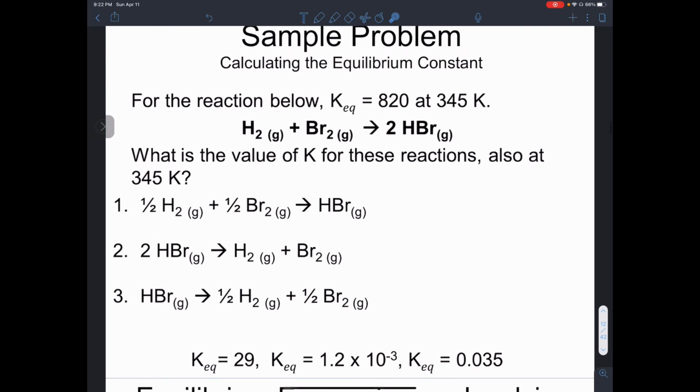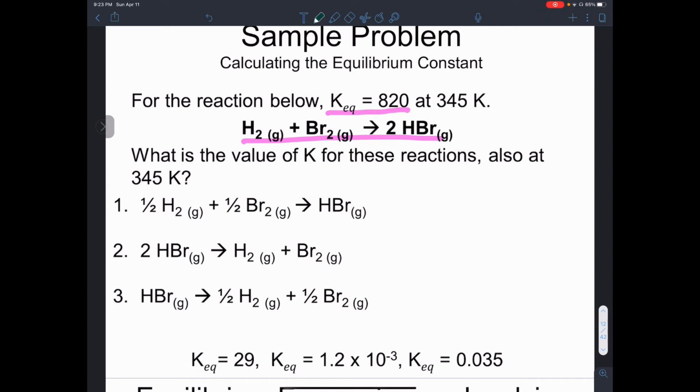So we start out with an equation that's given, and the KEQ value for that specific equation. Now we're asked, what if the equation was to change in the following ways? How would we handle it? Well, which one of these looks easiest? My eyes are drawn to number 2 because it's simply the reciprocal of number 1.